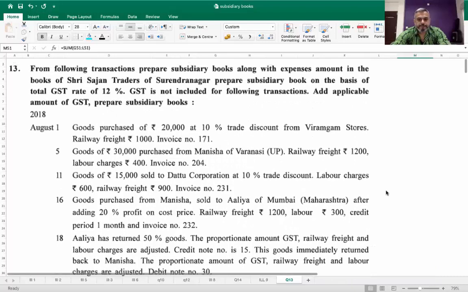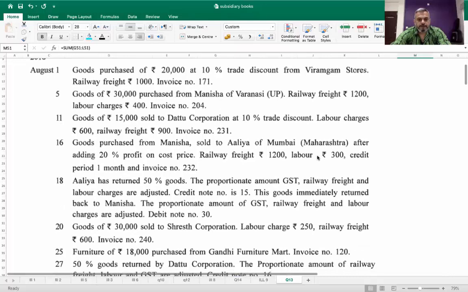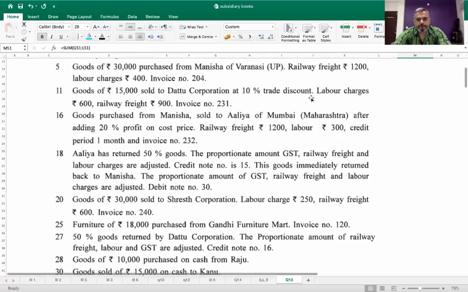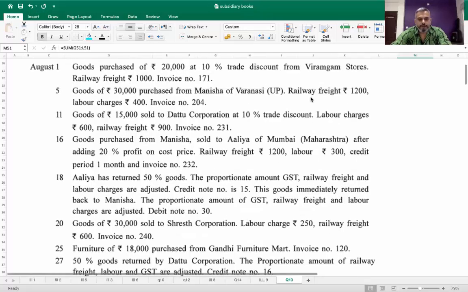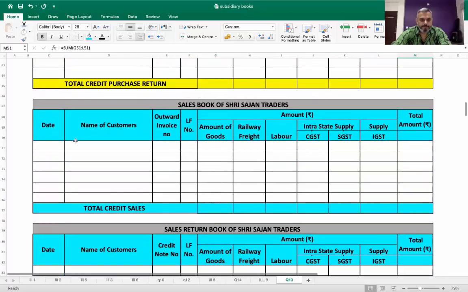Next, goods of 15,000 sold to Dattu Corporation at 10% trade discount, labor charge is 600, railway freight 900, invoice number 231, sold on credit. So sales book August 11, Dattu Corporation.